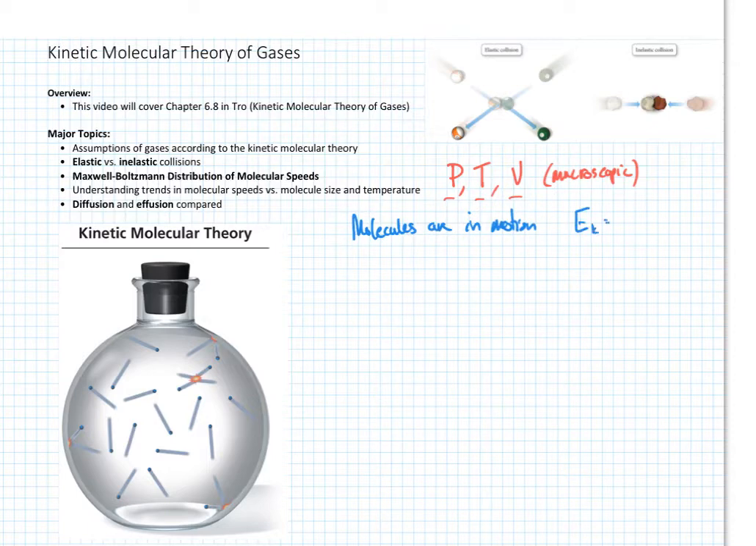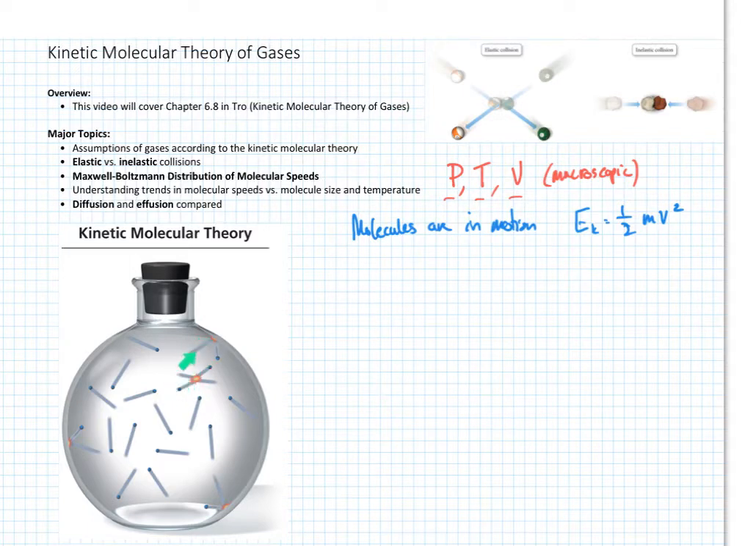Remember, the kinetic energy is equal to 1/2 mv squared. So because molecules are actually moving, each molecule has some kinetic energy associated with it. So our picture might look something like this. We've got all these molecules sitting inside of a container. They're moving around constantly.